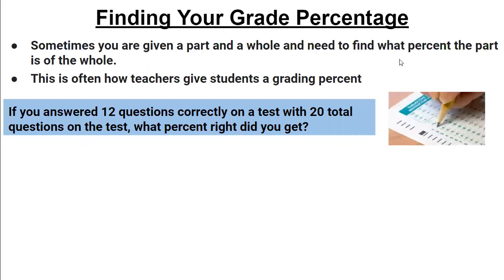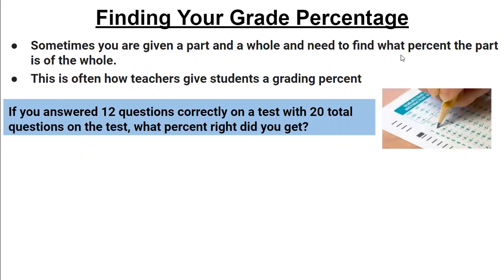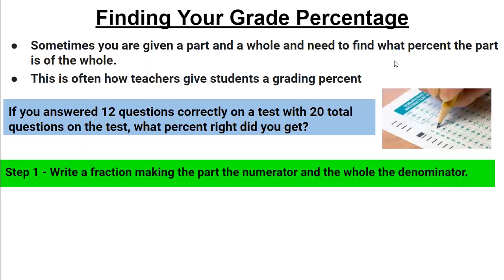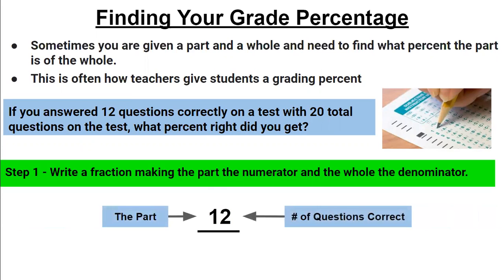So if you answered 12 questions correctly on a test, with 20 total questions on the test, what percent right did you get? You want to know what your percentage is. So how do you do this? Well, step 1, write a fraction making the part the numerator and the whole the denominator. So we have our little fraction there. 12 is the part and 20 is the whole.